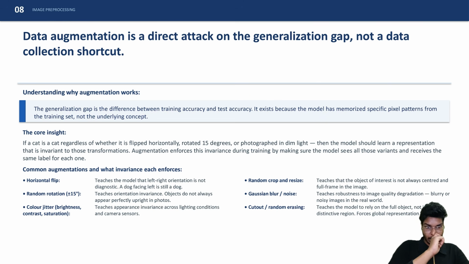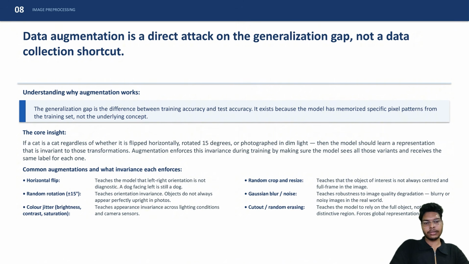The generalization gap is training accuracy minus test accuracy. Augmentation closes it by forcing the model to learn the invariances. The logic: if a cat is a cat, it doesn't matter whether it's flipped, rotated, or photographed in dim light, it will remain a cat. The model should learn a representation invariant to those.